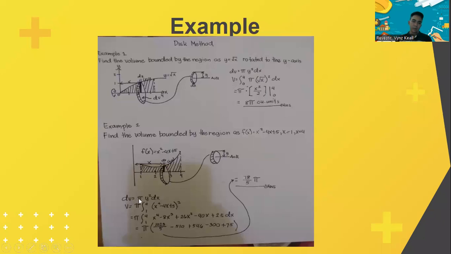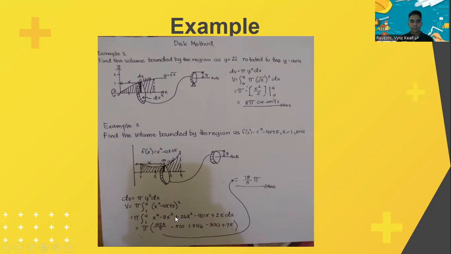Again, the derivative of the volume is equal to pi y squared dx. Solving for the volume is equal to pi times the integral of (x squared minus 4x plus 5) squared with the limits of 1 to 4, equal to pi times the integral of this, multiplying the exponent to the given. So x raised to 4 minus 8x cubed plus 26x squared minus 40x plus 25 dx.